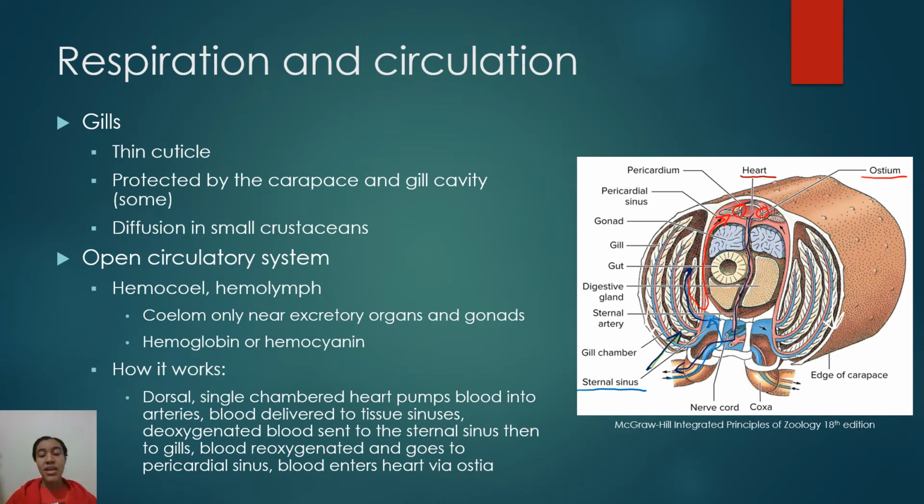And the blood in crustaceans can contain either hemoglobin, which has the metal iron in it, or it can be hemocyanin, which has copper instead of iron. So hemocyanin will actually appear blue, whereas hemoglobin will appear red.